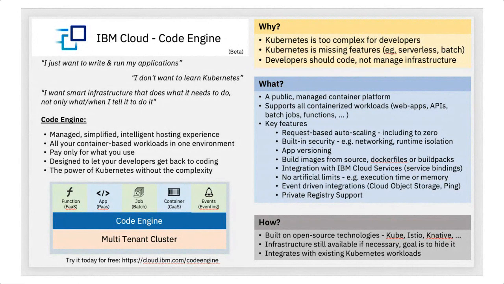Event-driven type stuff. We have automatic integration into things like our cloud object storage, a cron type service, which we call ping, automatically there for you. You can leverage those automatically. Okay, we do support private and public registries, as Jenna was talking about, right? Where you store your container images. If they want them to be private or public, we do support those as well.